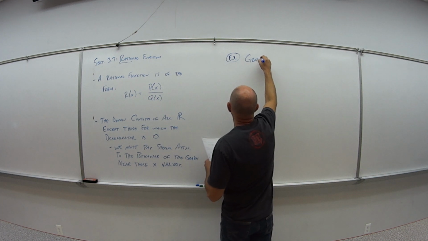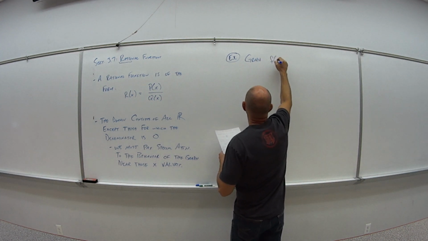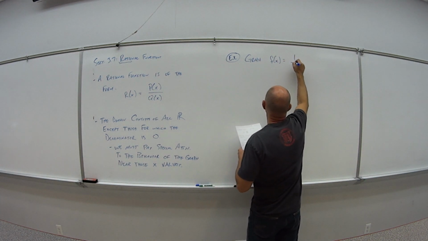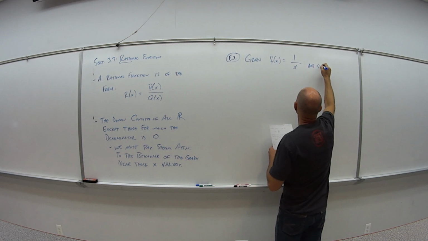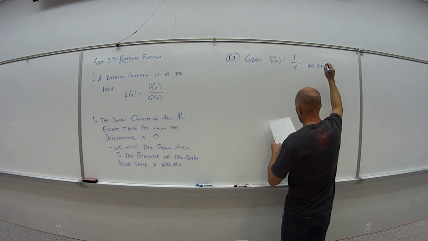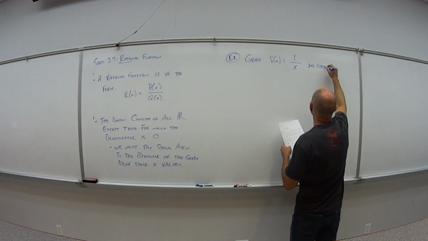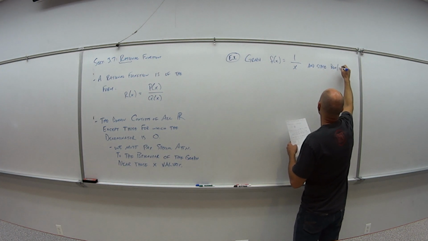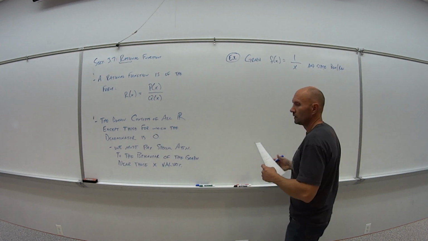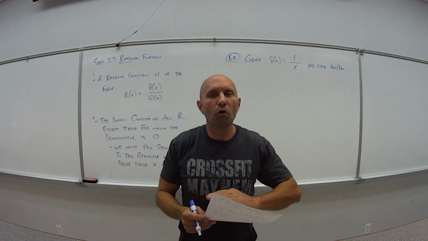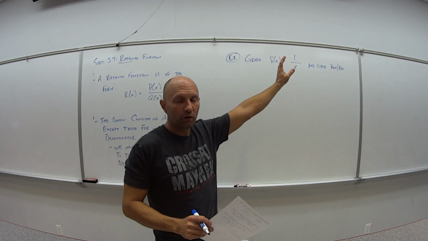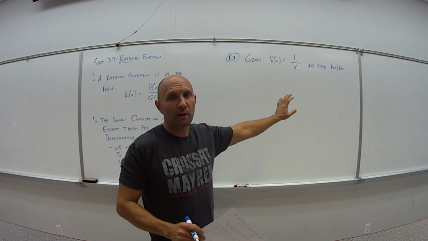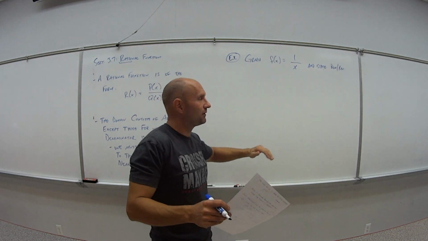We want to graph f of x is equal to 1 over x and state the domain and range, actually. State domain and range. So this is the most basic of our rational functions. 1 in the numerator, x to the first power in the denominator. This is as basic as it gets.